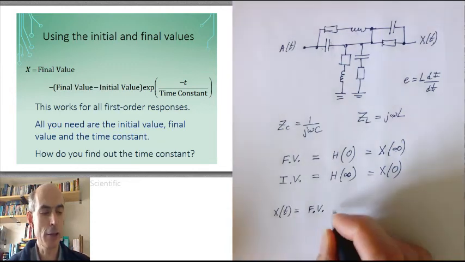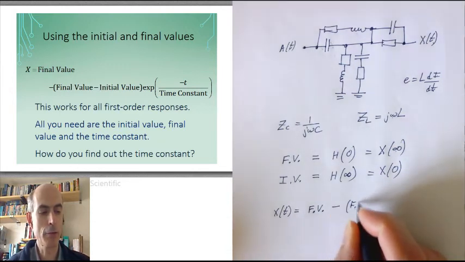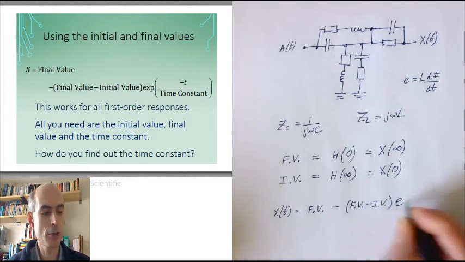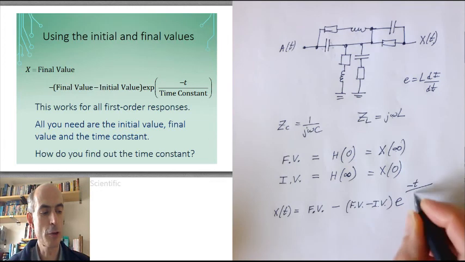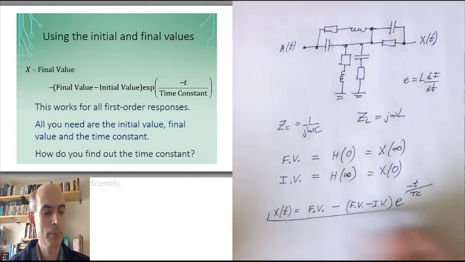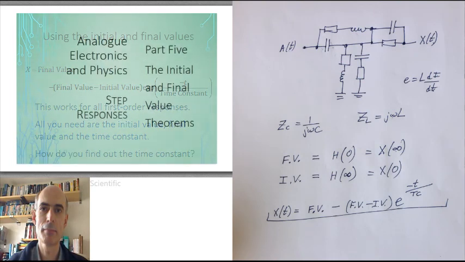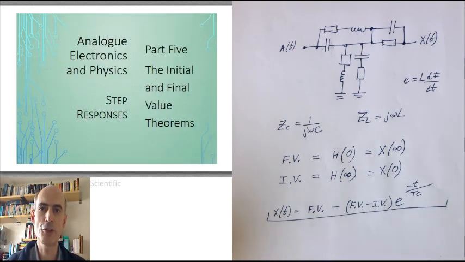And I can write the general form of the step response of a first order system in this way. It's the final value minus the initial value times e to the power of minus t over the time constant. And that works for any first order network and can save a lot of time trying to do integrations and sort out the correct values of the integration limits. Now armed with this technique, we'll have a go at the other two cases of first order step responses.